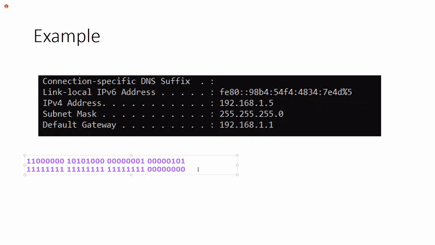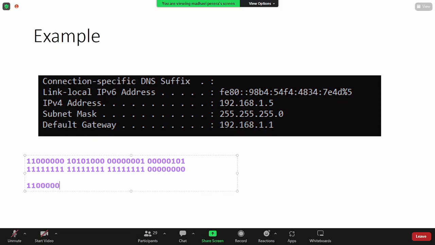Now you have to do the AND operation, right? What do you mean by AND operation? 1 and 1 is 1, and all others are 0. Is it clear? If both are 1, you get 1, others all are 0. So first digit is 1 and 1, 1. 1 and 1, 1, right? Then all others are 0.